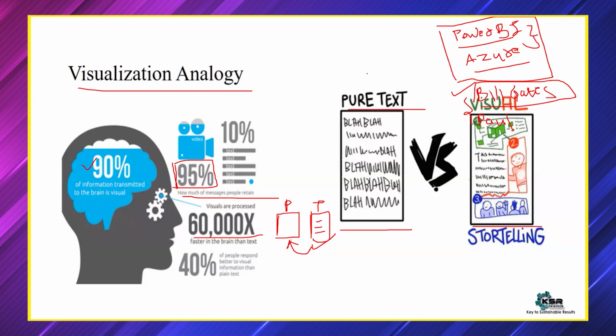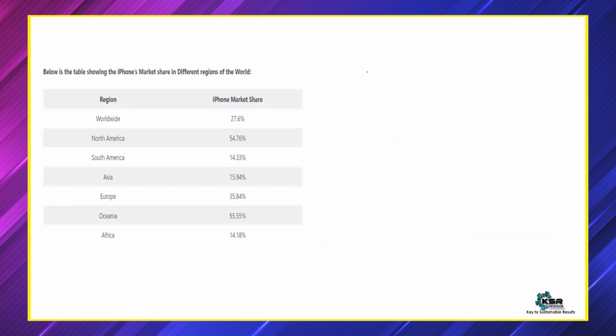Now, let us move further. We have understood what exactly visualization does, and how with visualization a human brain tends to retain information for a longer duration. It also tries to understand a pictorial representation rather than a normal story or pure text. Now, let me give you some information here. Below is a table, which gives us some understanding related to the iPhone market share.